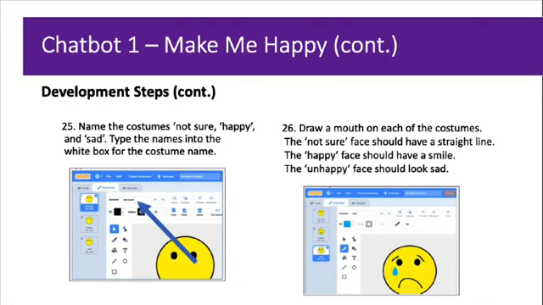25. Name the 3 costumes Not Sure, Happy, and Sad. Type the names into the white box for the costume name.